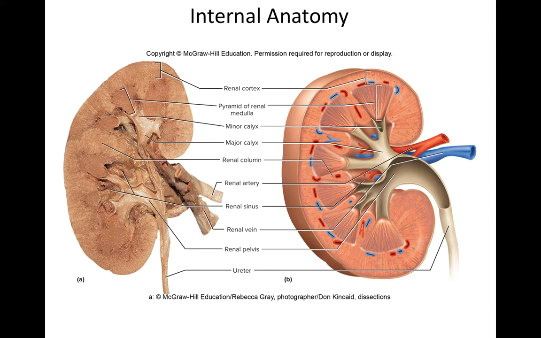From there, we move into the collecting structures, starting with minor calyces. Each pyramid has a minor calyx surrounding it. Minor calyx means small cup. And so as urine drips down out of these pyramids, it's going to collect in these minor calyces, which feed then into major calyces, which feed into this expanded area here in the hilum called the renal pelvis. The renal pelvis then hooks up with the ureter, and that's going to take us on to the urinary bladder and then out the body via the urethra.